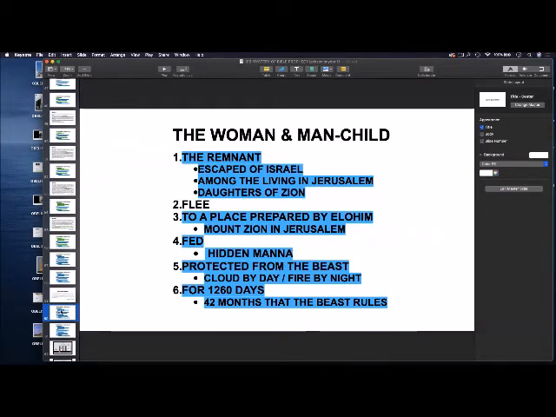So during the tribulation period, the remnant are going to be on Mount Zion in Jerusalem. And for that period of time, they're going to be fed manna, just like the children of Israel were fed during the Exodus from Egypt. And the last one is flee.